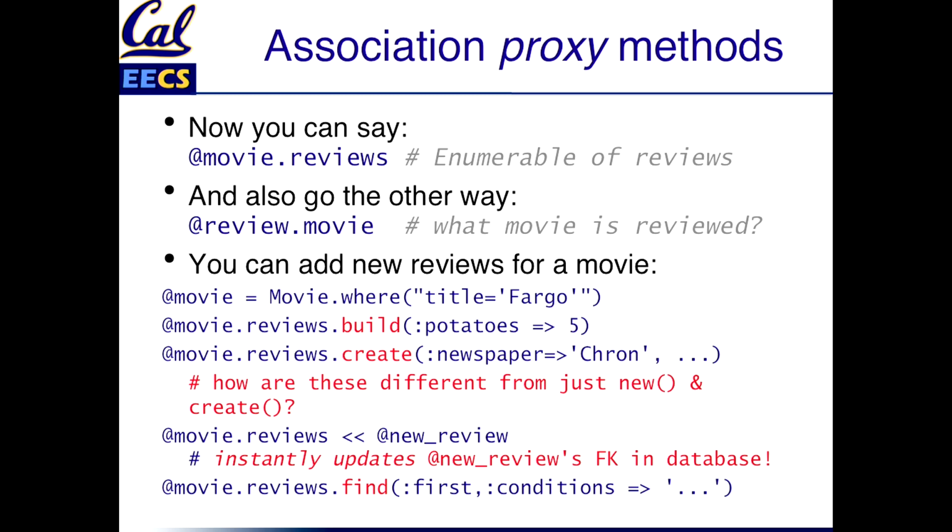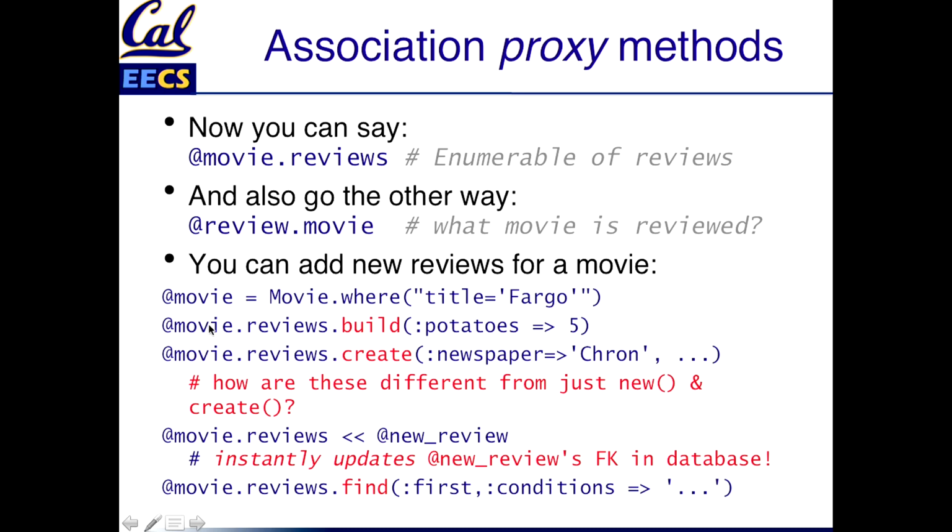So there's a couple of different ways to do this. One way is you could set the foreign key directly and explicitly. But it's much nicer to use methods like this. Just like movie.reviews gives you back an enumerable of reviews, you can also call build on it. And you can start by creating a review where the foreign key of the review has automatically been filled in with the primary key of this movie object. You see what I mean?